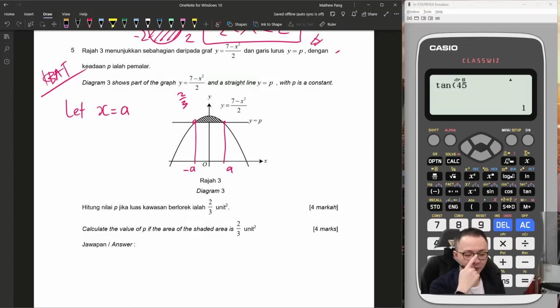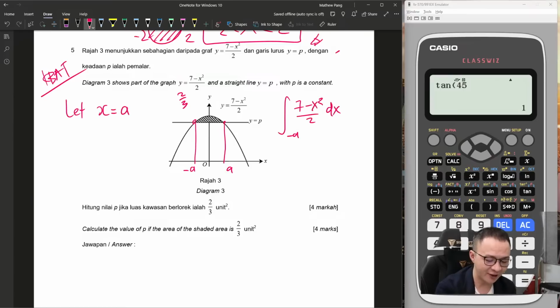Okay, so then what we want to do is, if I integrate this equation, 7 minus x squared over 2 dx from negative a to a, I'm actually getting the whole area here. Do you see? I'm getting the whole highlighted area here, not only the shaded region. So how do I get the shaded region? I need to minus the rectangle. Okay, so in order to get the shaded region, I need to minus a rectangle.